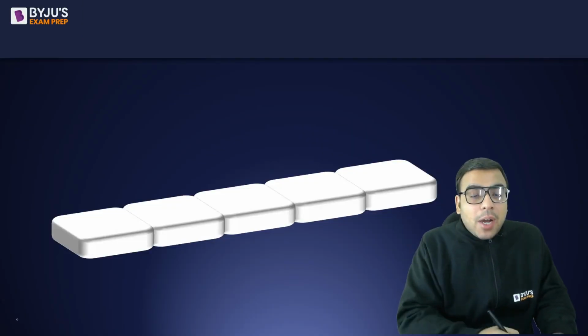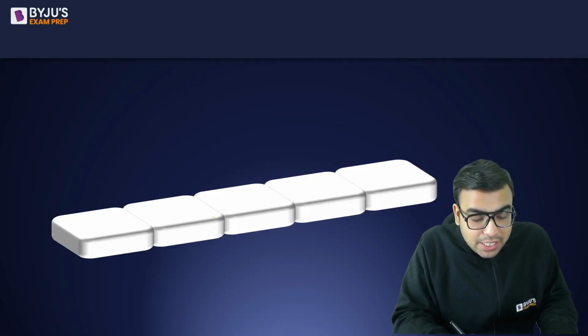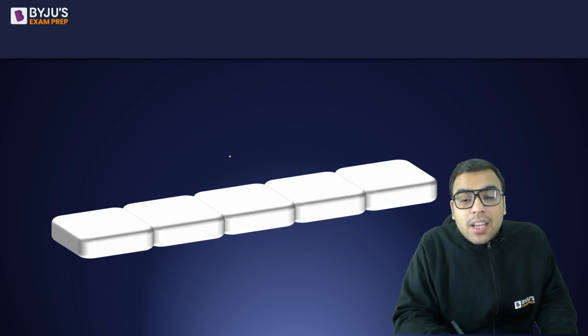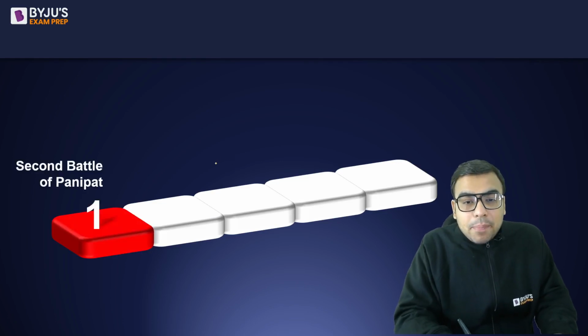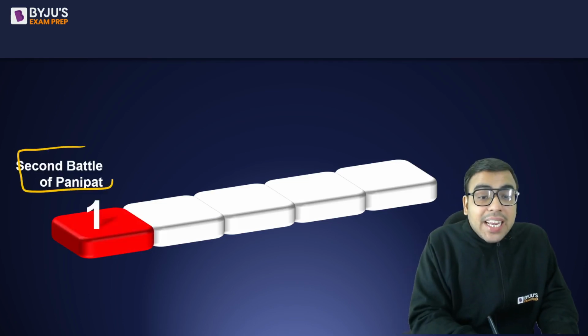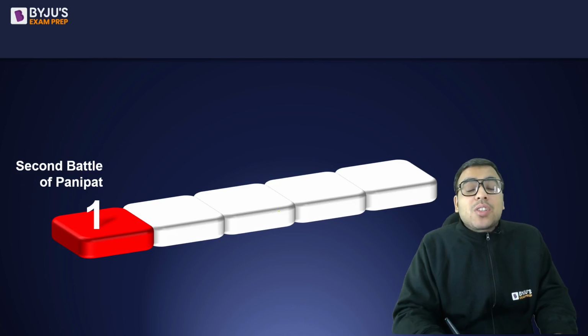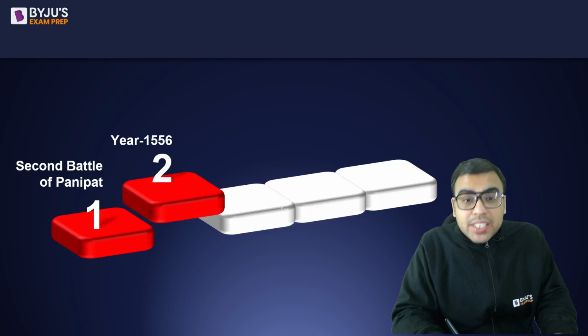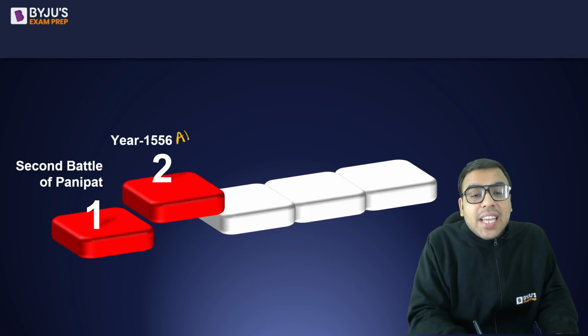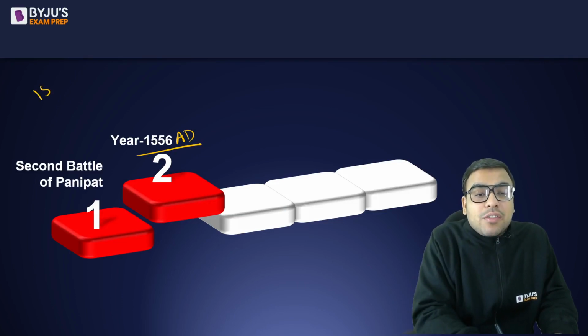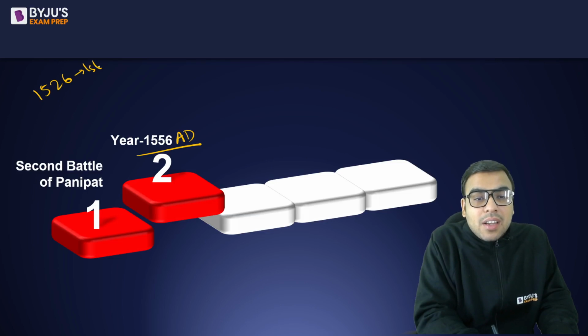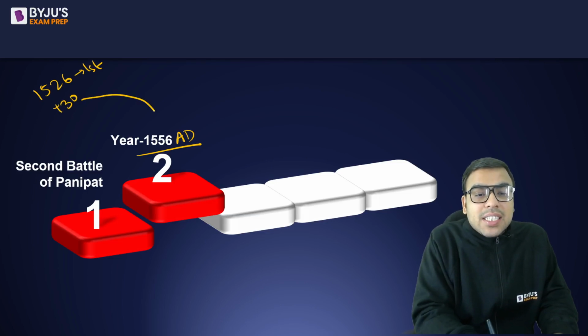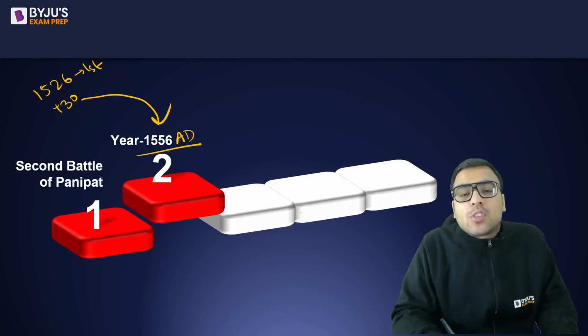Now, let's talk about the second battle of Panipat as well. We have discussed the first battle. Now, let's talk about the second battle of Panipat, which again happened in Panipat in Haryana. Now, the question is, in which year did this happen? The answer to this question is 1556 AD. So 30 years later. 1526 was the first battle, and 30 years later, the second battle of Panipat happened.